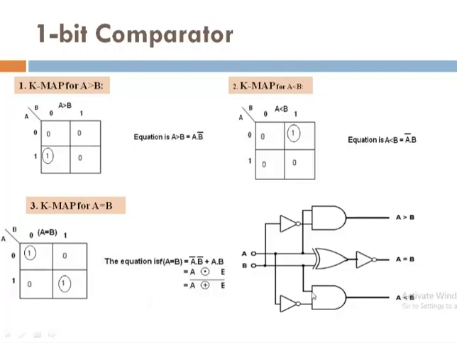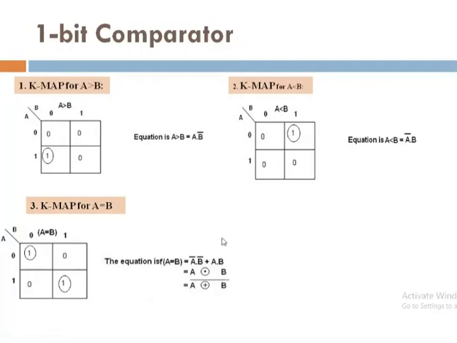Okay, so here for the first input we are taking B as it is, and for the second input we require A bar. This is our A. With the help of a NOT gate we are generating A bar here, and then we are applying it to the AND gate. So in this way you can complete your 1-bit comparator circuit.